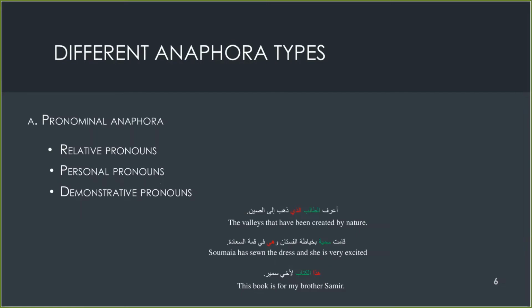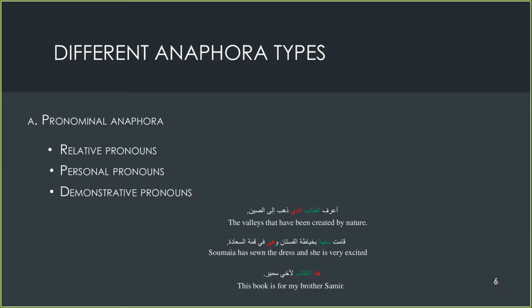Moving on, there are different types of anaphora. I will talk just about the types that we studied, starting with the first type, the pronominal, which is subdivided into three types. The relative pronoun is always anaphoric and generally indicates the previous noun phrase, as illustrated in the first example. Secondly, the personal pronoun, which is the most frequent one in Arabic text, can be found isolated, as illustrated in the second example, or attached to another word as a suffix.